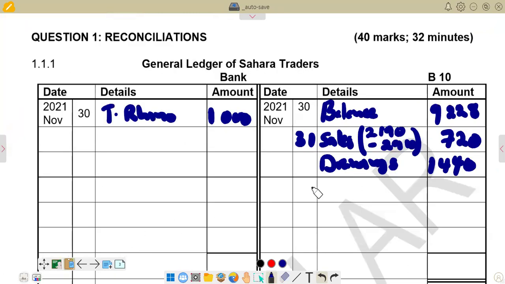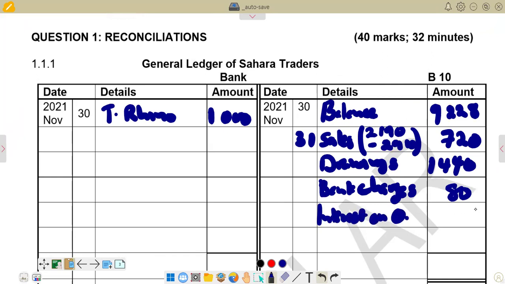We are saying we've got bank charges. Our bank charges, we have got 80. And also we've got interest on overdraft. The interest on overdraft that we have is 60. And then we go back again to check what else we have to put into the next transaction.